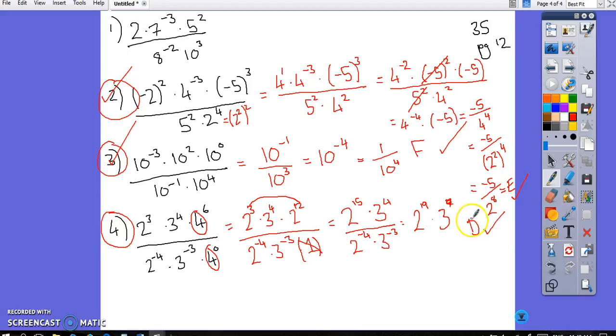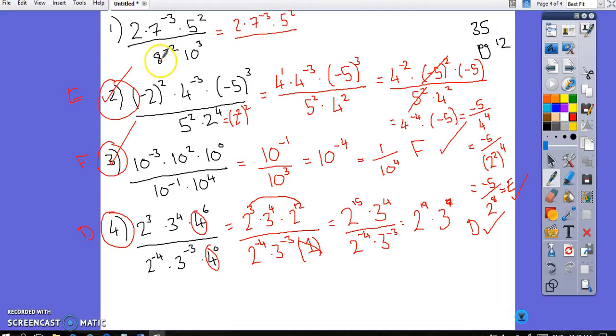So 4 is done. So far I have E, F, D, and that leaves me fewer options to deal with the possibly trickiest one of number 1 up here. So let's see. Well, what I could do here is I could say that I have 10 to the power of 3 on the bottom.